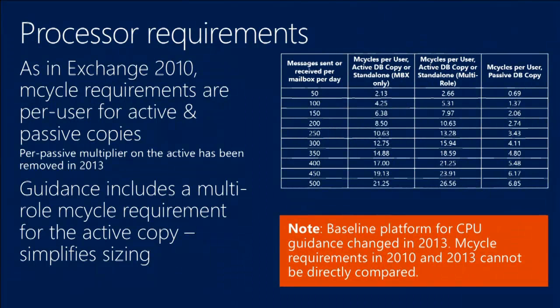Some people have gone and looked at the calculator for 2010 and the calculator for 2013 and waved their hands and said, oh my God, it's a 5x increase. That's not true. We're not looking at a 5x increase. You can't compare the output of the 2010 calculator to the 2013 calculator. Be aware of that. The 2010 calculator is only predicting CPU for mailbox. It's not looking at the CAS components or the hub components, even when you select multi-role. So the numbers are not directly comparable. Just be aware of that.